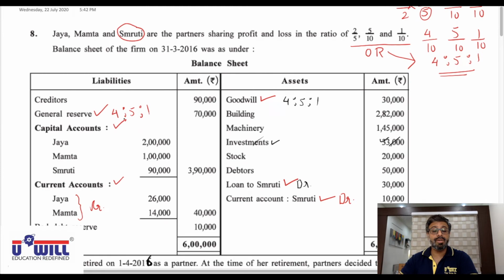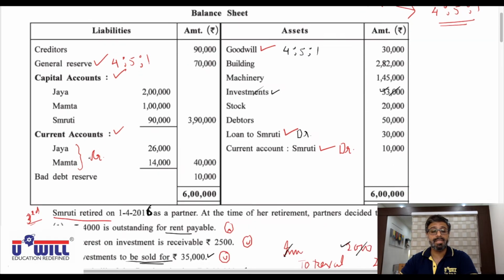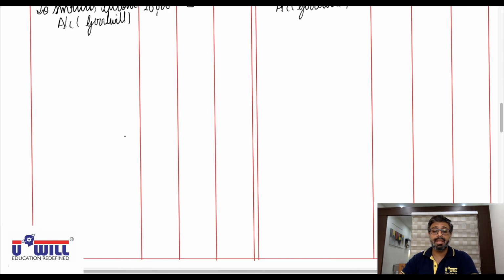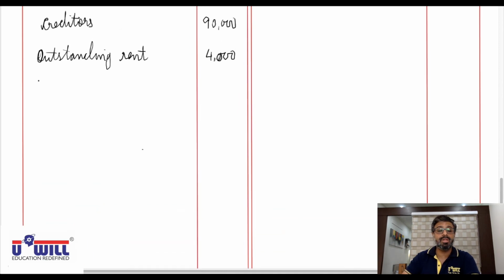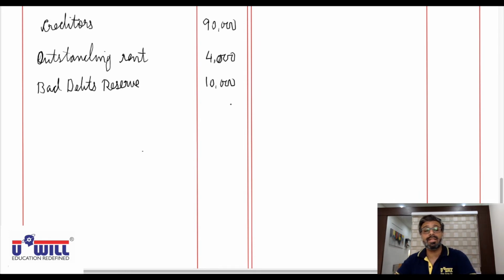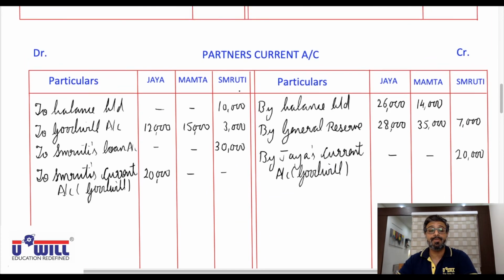Then general reserve recorded, current accounts recorded, capitals recorded, bad debt reserve 10,000. As I said, either you can write bad debt reserve on the liability side or you can minus it from debtors. Both the effects are correct. Here there is no adjustment, so we keep it untouched. As given in the question, we write it on the liability side itself.